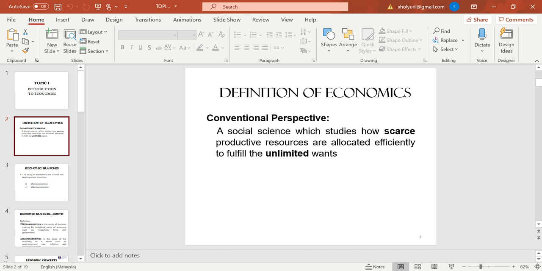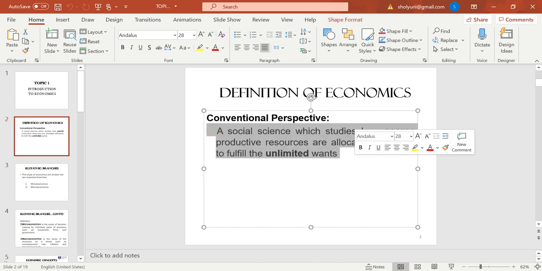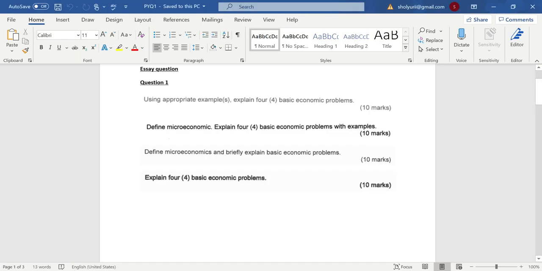Economics is a social science, not the science that you learn in science class. That is the study of science where we want to know what action will happen after we make something, right? But this is social science, meaning a science that studies human behavior on how we use scarce productive resources, the land, labor, capital, entrepreneur that are limited, and try to fulfill the unlimited wants of the human. So economic issues exist because of this. So it's enough if you give this, you can get full marks. So here, if it's 10 marks, define macroeconomics is 2 marks.